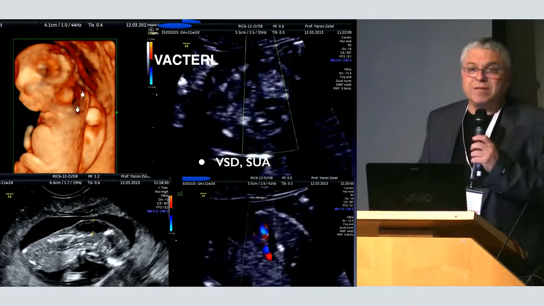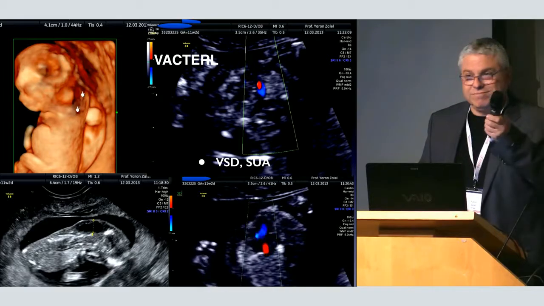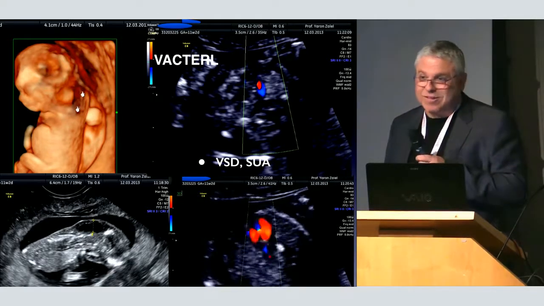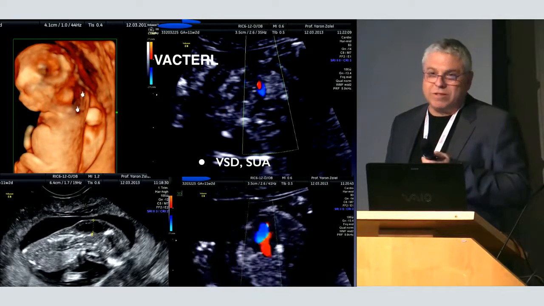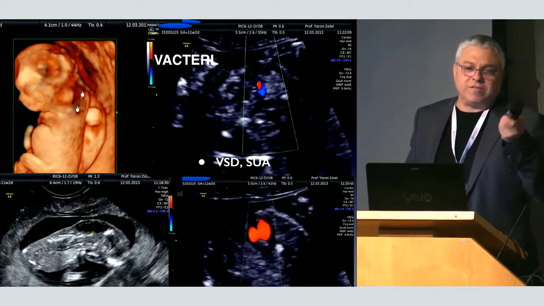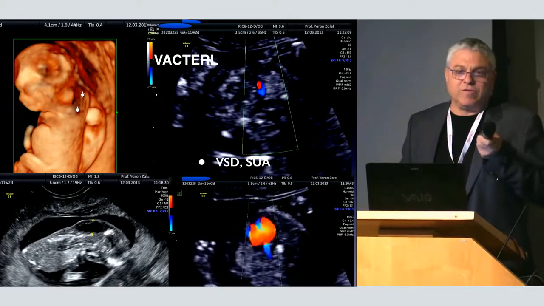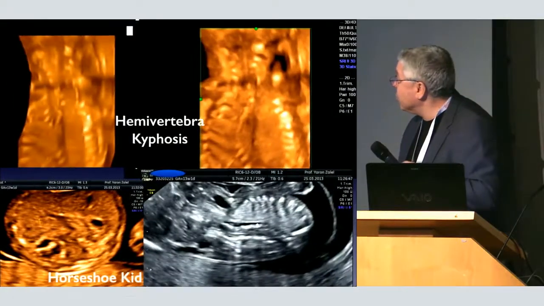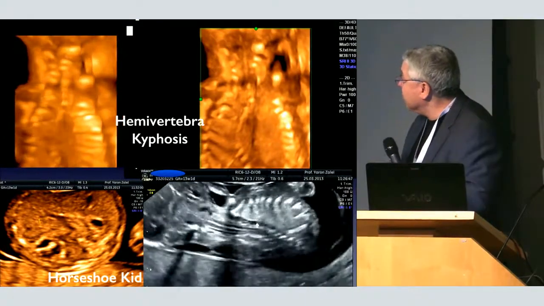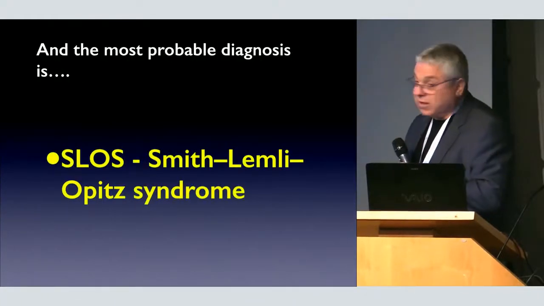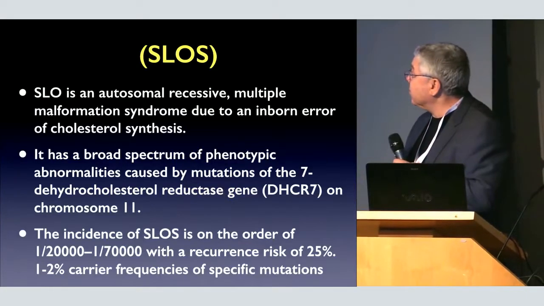Anybody else has an idea? SLO. I knew that you will pick up the diagnosis. Smith-Lemli-Opitz. This is probably the first description of first trimester diagnosis of Smith-Lemli-Opitz. And the Smith-Lemli-Opitz is the combination. This is still the VACTERL. You can see the hemivertebra, the kyphosis. And this is the Smith-Lemli-Opitz syndrome.